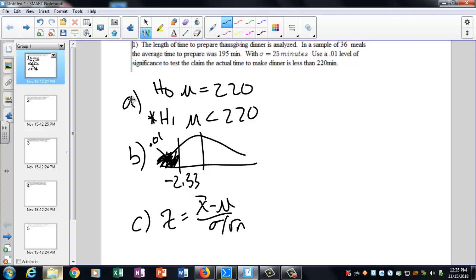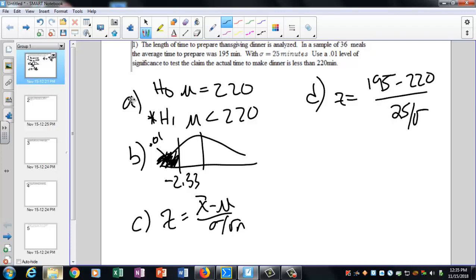So do keep that in mind, that getting the formula only helps if you know which formulas go with which problems. Okay, so part D, and I'm just going to do this D up here so I don't scroll down too much. It's Z equals X bar, which is 195, minus 220, divided by 25 over the square root of 36. Do we agree?